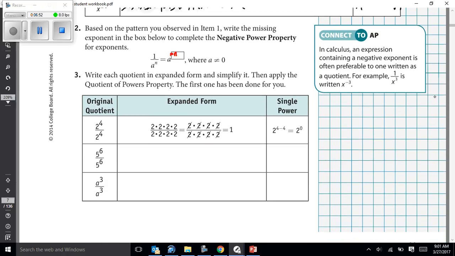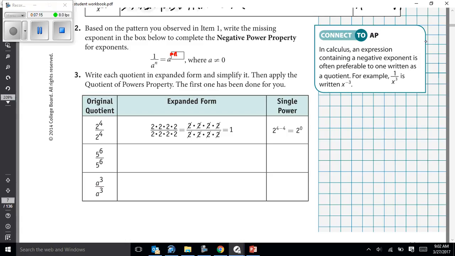Then we have this little bubble over here on the side that tells us that 1 over x to the 3rd can also be written as x to the negative 3rd. So questions before we move on? Excelente. I think most of you had the second box and number 3 completed.